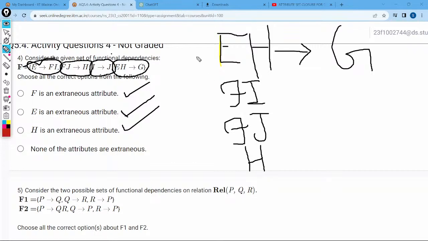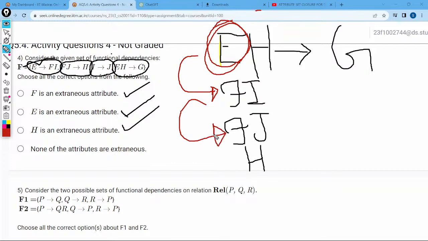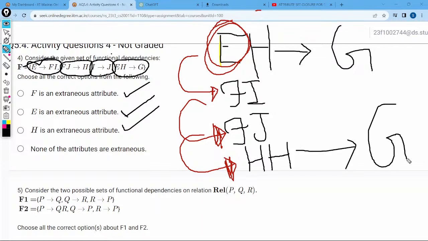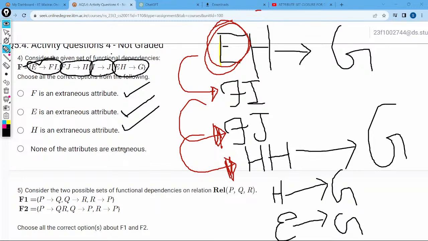So this is something you should see. Keeping E in mind, we can reach FI through E, and then through I we can reach J. So FI becomes FJ, and through FJ I can reach H, and there is no meaning in writing H twice. Meaning either it should be H implies G, or it should be E implies G. Now our doubt is which one is the extraneous attribute, or which one we should remove, as both of them are present in the options.